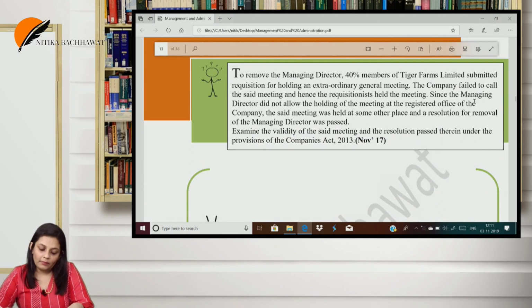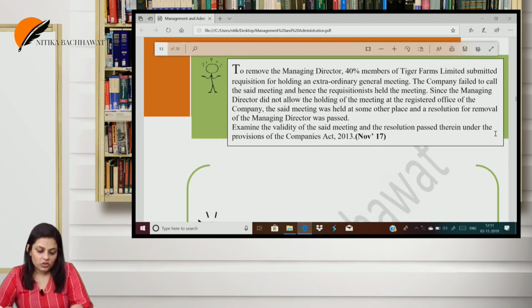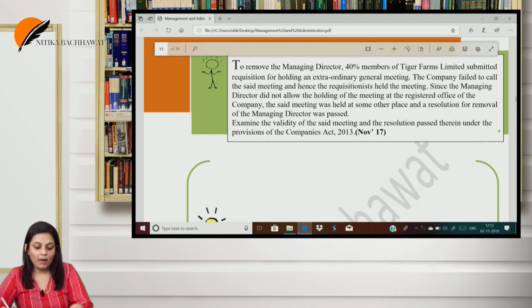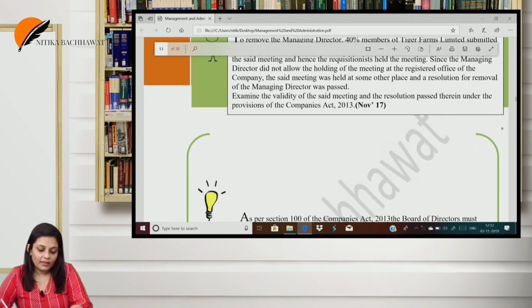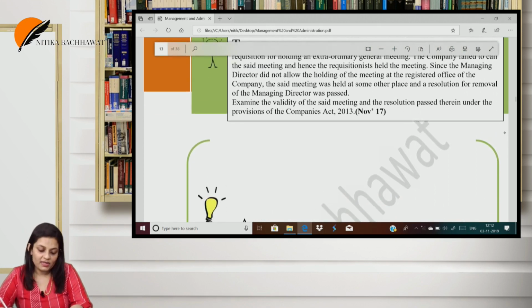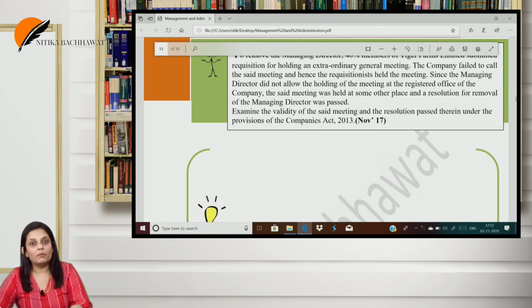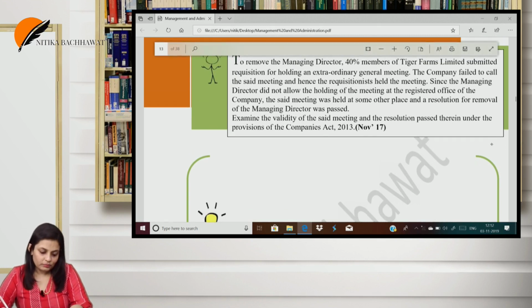To remove the MD, 40% of the members of Tiger Farms Limited submitted a requisition for holding an extraordinary general meeting. The company failed to call the said meeting, and hence the requisitionists held the meeting. Since the managing director did not allow the holding of the meeting at the registered office of the company, the said meeting was held at some other place and a resolution for removal of the MD was passed. Examine the validity of the said meeting and the resolution passed therein under the provisions of the Companies Act 2013.